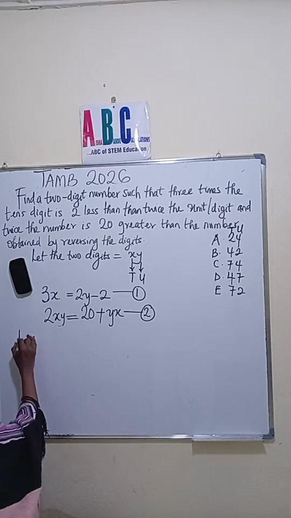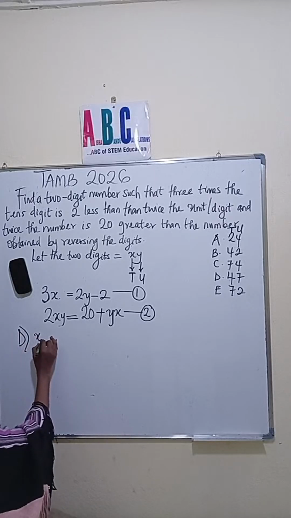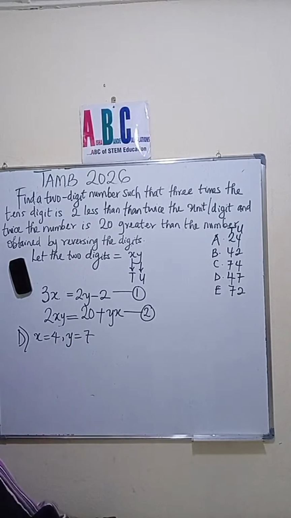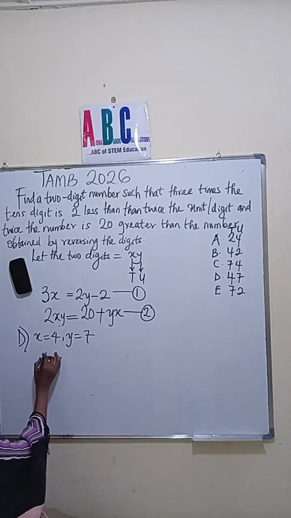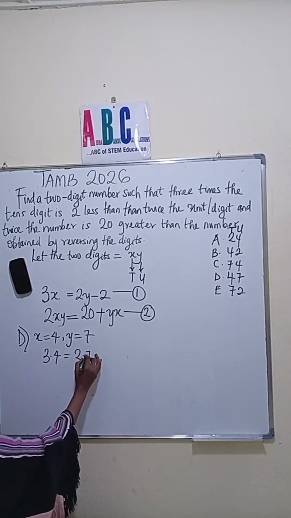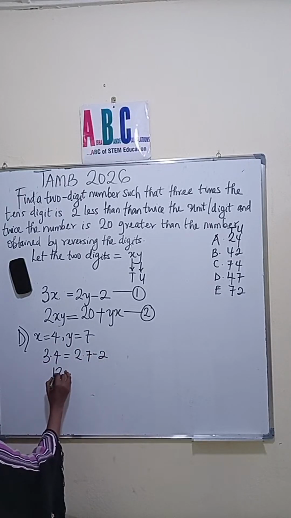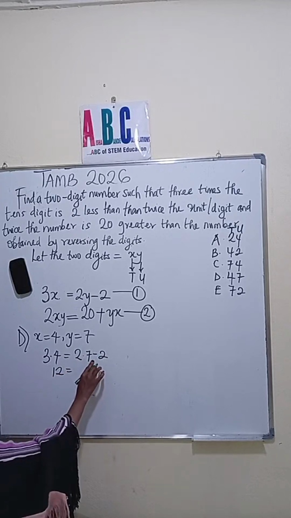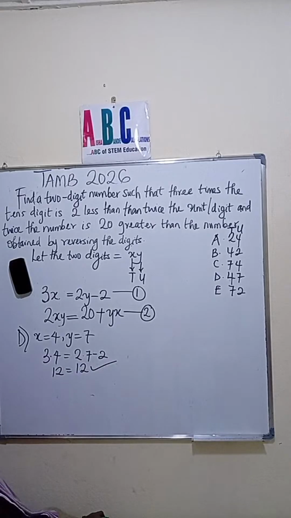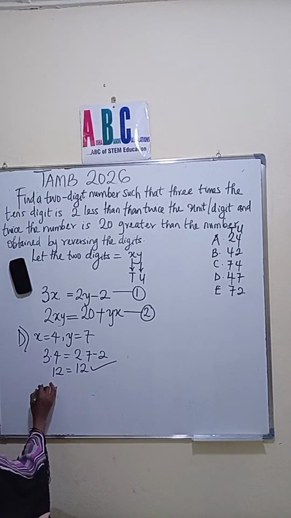Okay, so let's go to option D. For option D, x is 4 and y is 7. So let me test for equation 1. This becomes 3 times 4 is equal to 2 times 7 minus 2. This is 12 is equal to 2 times 7 is 14. 14 minus 2 is 12. So it satisfies the first equation. So let's check for the second one.